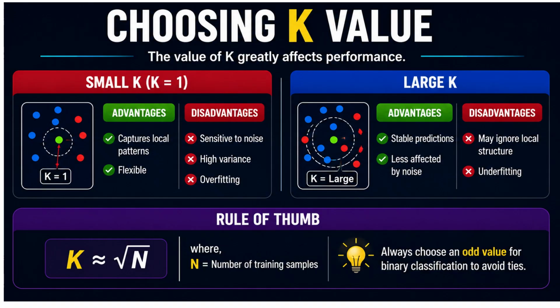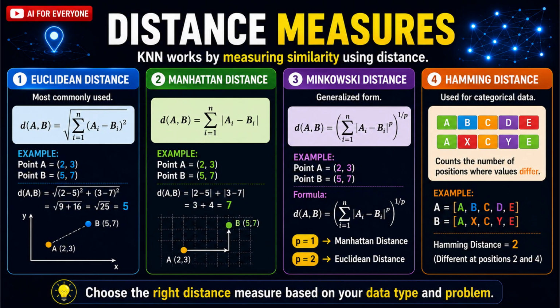So you obviously have to choose a correct value of K, for which the rule of thumb is K is approximately equal to the square root of n, where n is the number of training samples considered. You should always choose an odd value because otherwise you can't find out the majority.